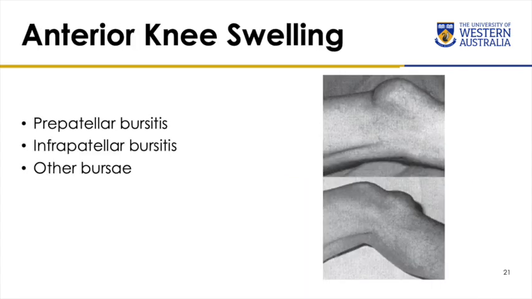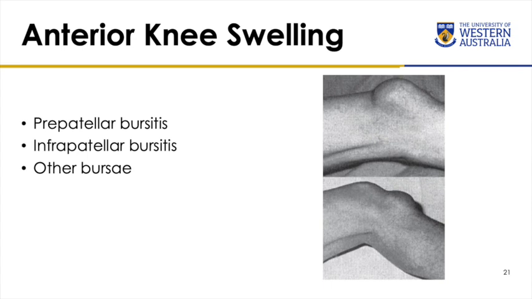Prepatellar bursitis, also known as housemaid's knee, is a fluctuant swelling which is confined to the front of the patella and does not involve the joint itself. It's usually due to recurrent friction between the skin and bone. It's often seen in workers that are often on their knees, such as pavers or carpet layers. Treatment consists of firm bandaging and avoidance of kneeling.